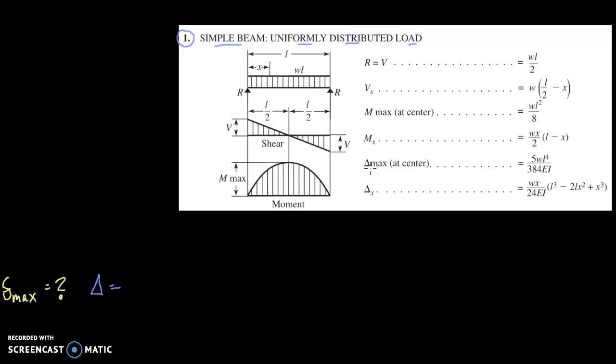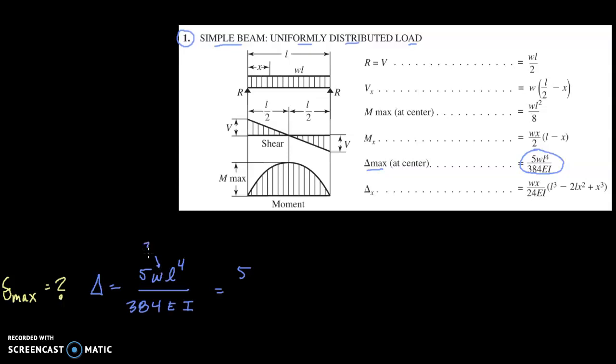Delta max, and it tells us where that's going to occur, at midspan, is equal to 5 W L to the fourth over 384 E I. So that's 5 W L to the fourth over 384 E I. So we need to just plug into this formula and find the deflection. But we do have to make sure we're using proper units. So 5 is just 5, and then we've got our W.